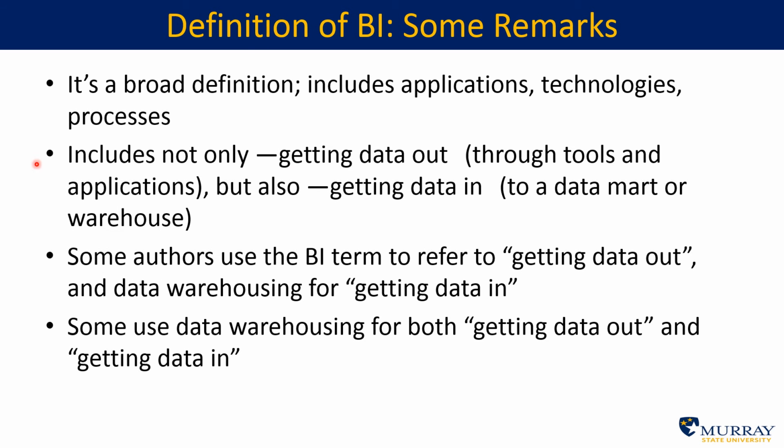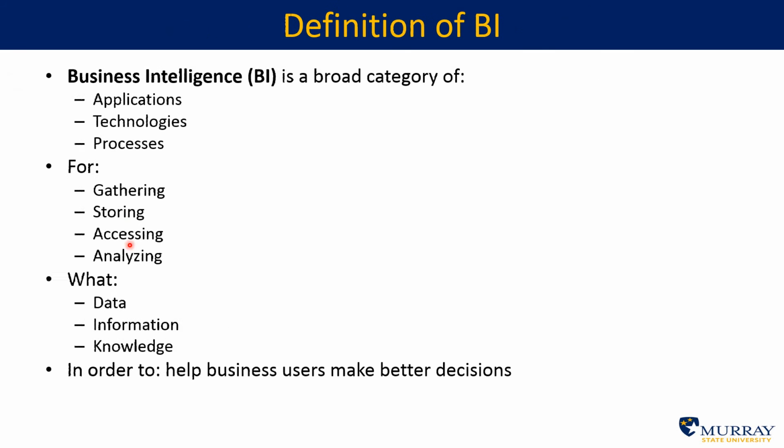Now, the reason we're saying that, when we're elaborating on the definition like that, is that some authors use the business intelligence term to refer to getting data out. In other words, they're talking about the analysis part, not necessarily the gathering of data part. And then they use data warehousing for getting data in, meaning the gathering and storing of data. Now, there is also a group of people, and I would say this group is not that large. They use data warehousing for both getting data out and getting data in. In other words, they use the data warehousing concept instead of BI for describing what we typically mean by BI. But in our case, just to go back, we will stick to this definition of business intelligence or BI.